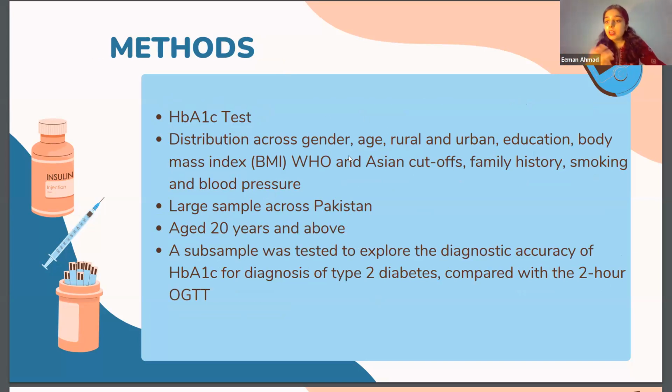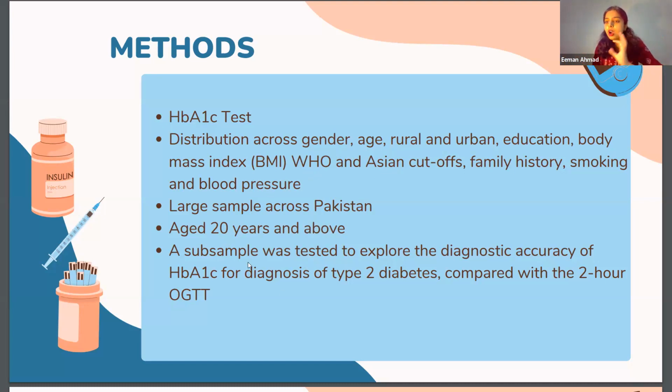Various demographics were noted, including gender, age, rural or urban setting, education, BMI, according to the WHO and Asian cutoffs, family history of diabetes, smoking, and blood pressure, right? It was a large sample all across Pakistan, and the inclusion criteria was that the participant should be aged 20 years or above.